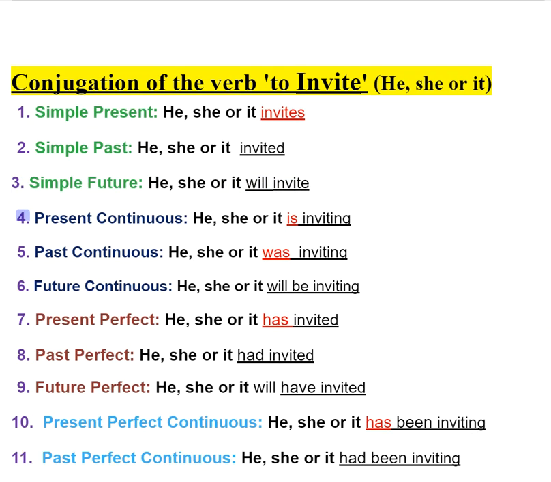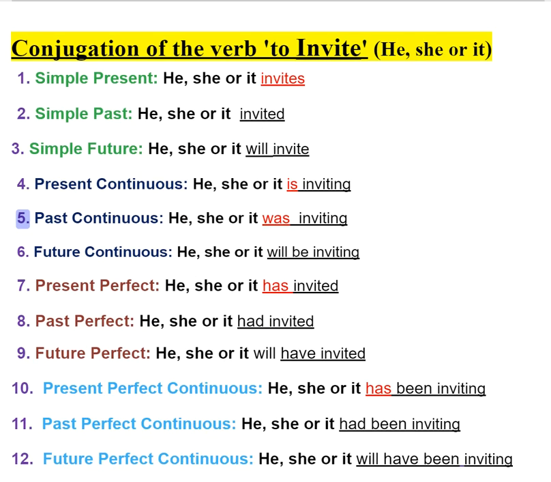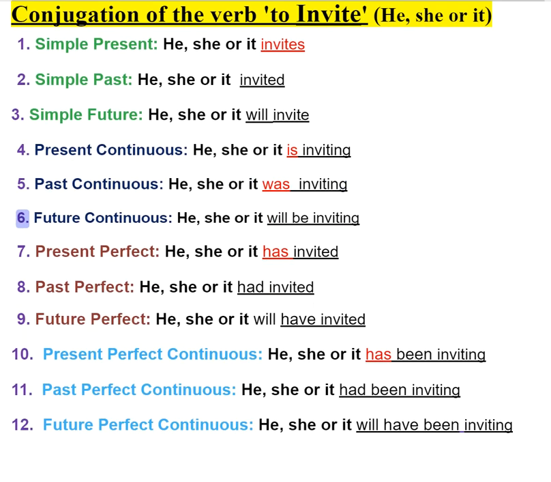4. Present continuous, he, she or it is inviting. 5. Past continuous, he, she or it was inviting. 6. Future continuous, he, she or it will be inviting.